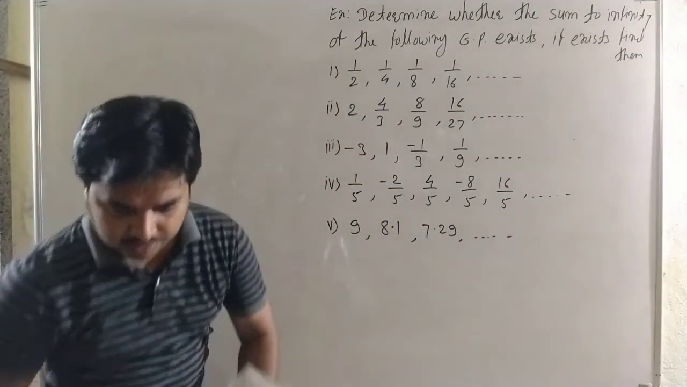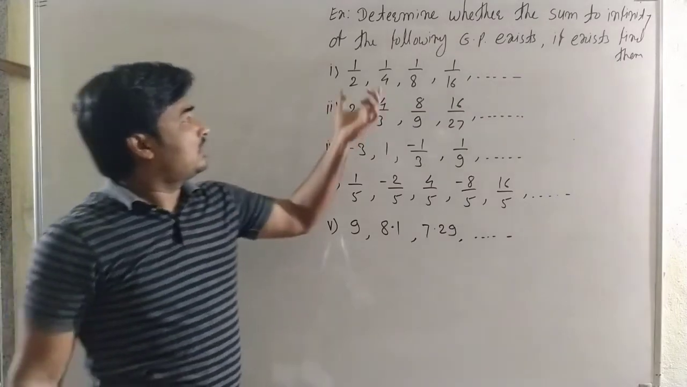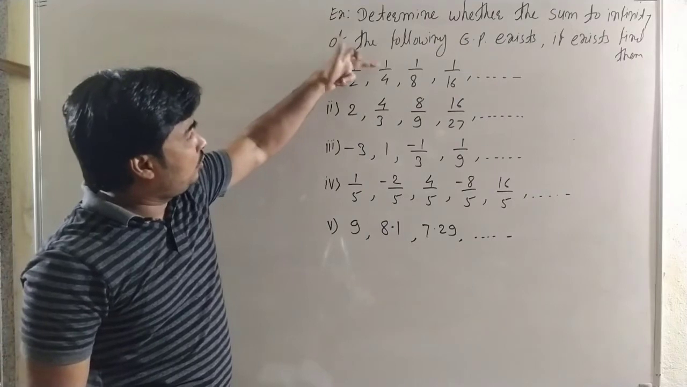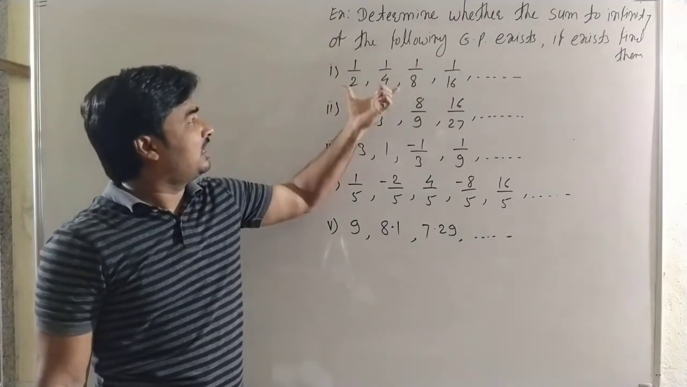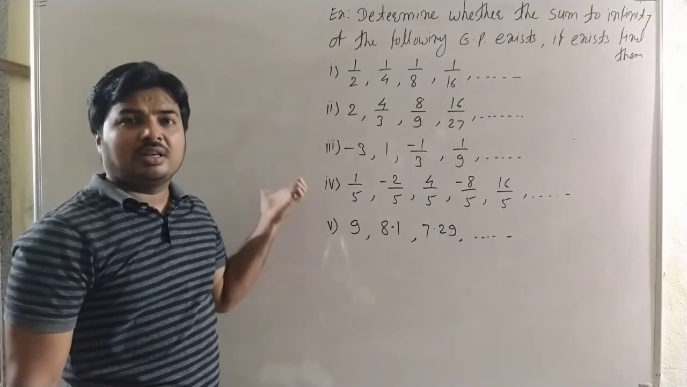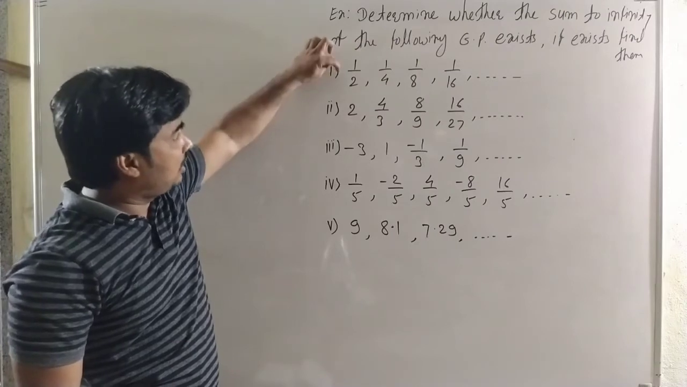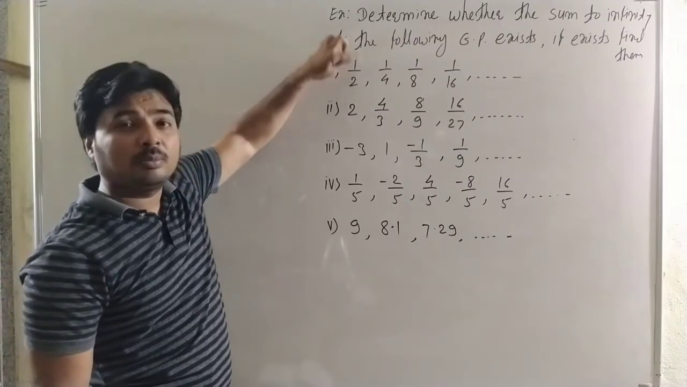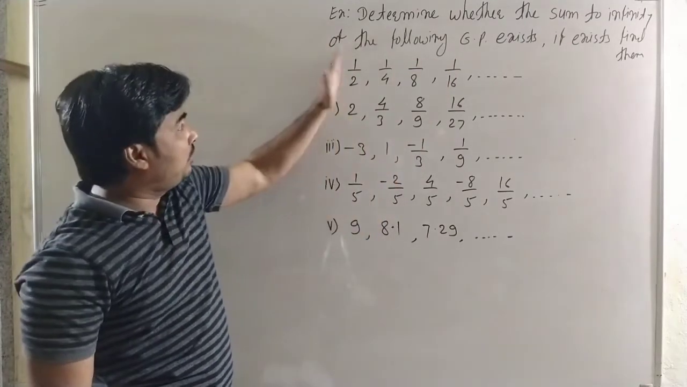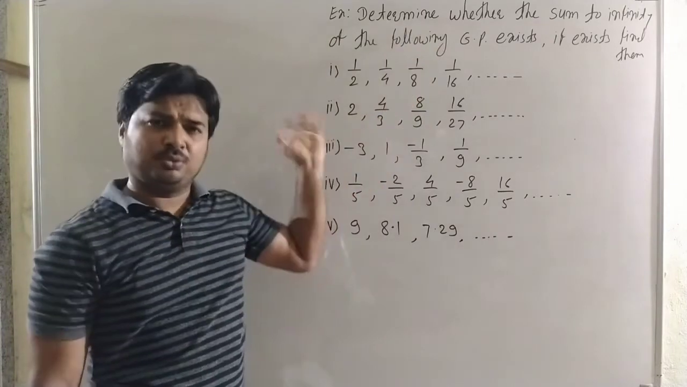Now first determine whether the sum of the infinite terms exists or not. Here it is 1 by 2, 1 by 4, 1 by 8, 1 by 16. This example we already discussed in the definition. When we take the first term as 1, then the second term 1 by 2, 1 by 4, the sum of all terms is 2. But here 1 will be cancelled, that means the sum of all terms becomes 1. Now we check this.